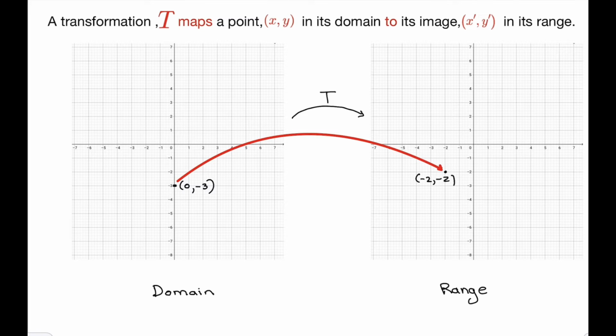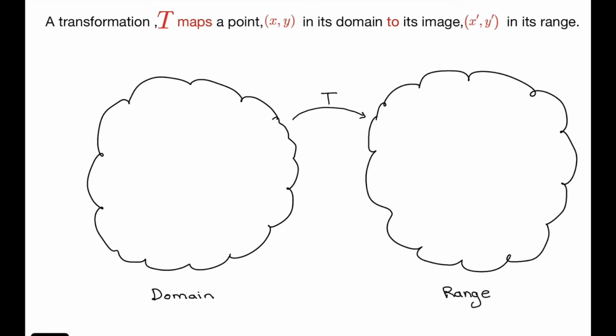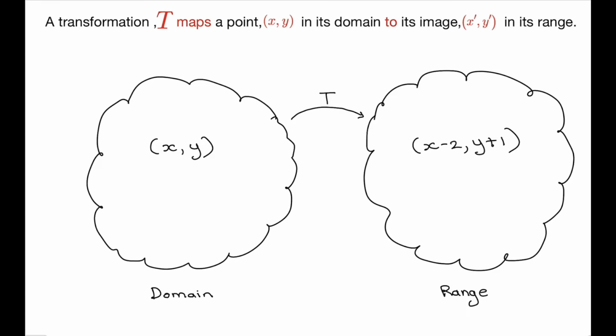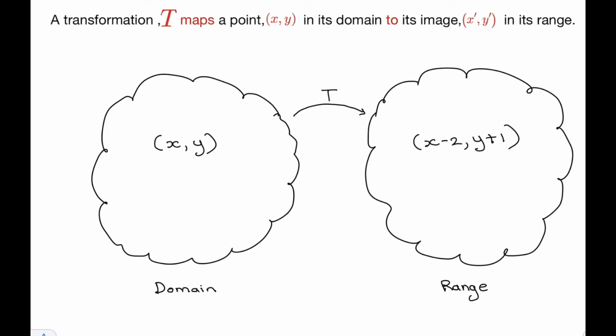Have you worked out what this transformation is doing? It's taking points in the domain and translating them 2 units to the left and 1 unit up. So (x, y) is mapped to (x minus 2, y plus 1). Using the notation that image points are labelled x prime, y prime, the rule for this transformation could be written as (x', y') equals (x take 2, y plus 1).